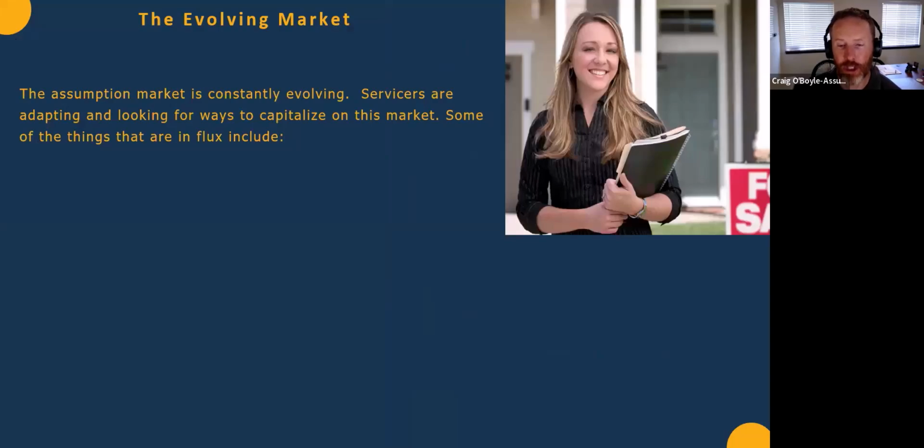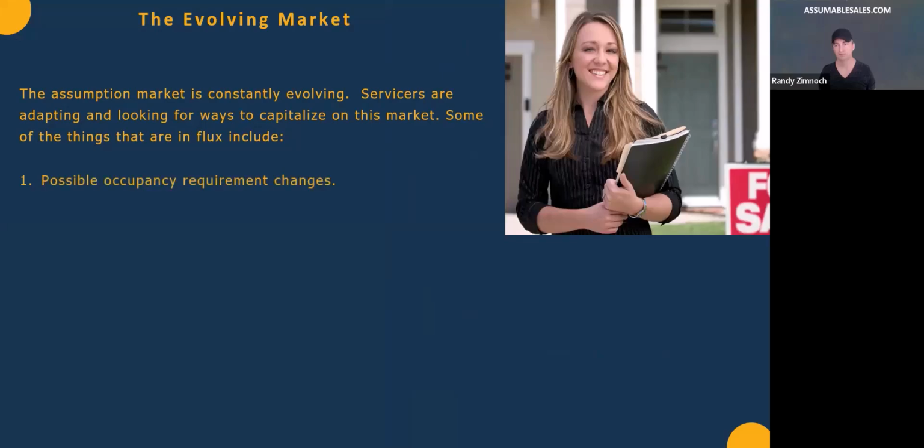Okay, let's talk about some of the changes we've seen since we started this company. And I think we'll continue to see changes, so this is something I hope to update frequently. The first one I want to talk about is the possibility of occupancy requirement changes.